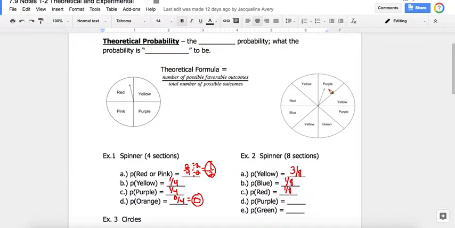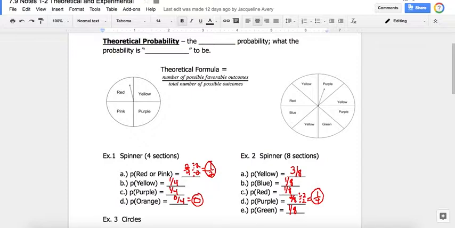Purple, I see 1, 2 out of 8. What can I divide top and bottom by? That's correct. I can divide top and bottom by 2. And so that will give me 1/4. And the probability of green is 1 out of 8.